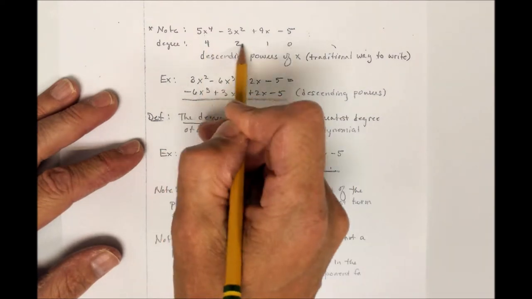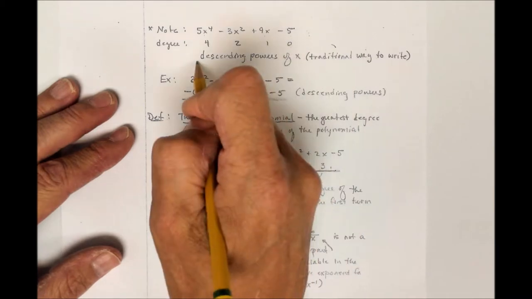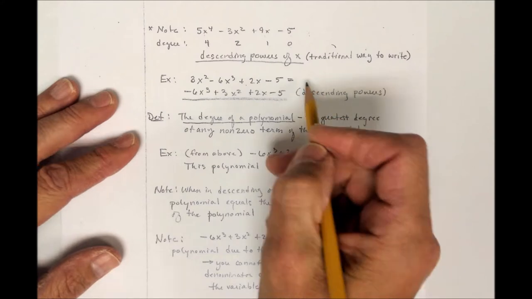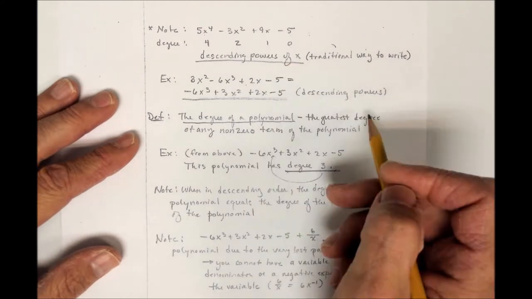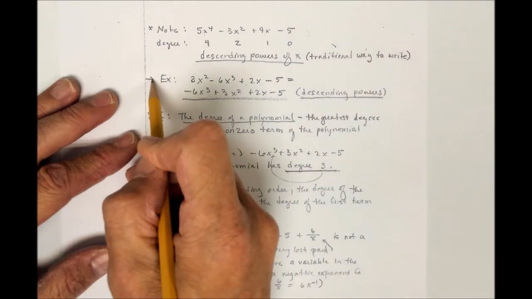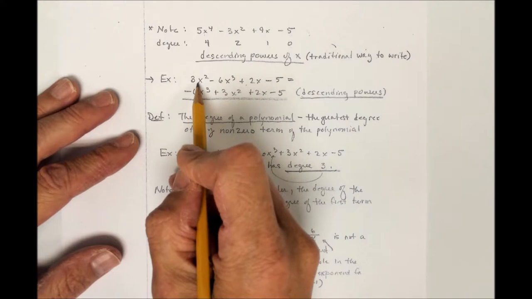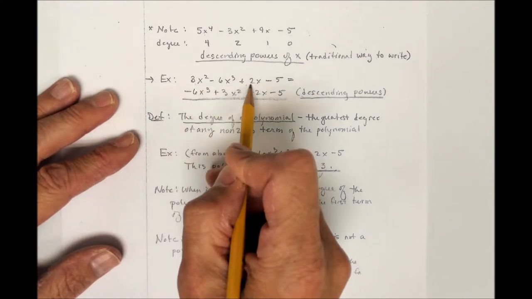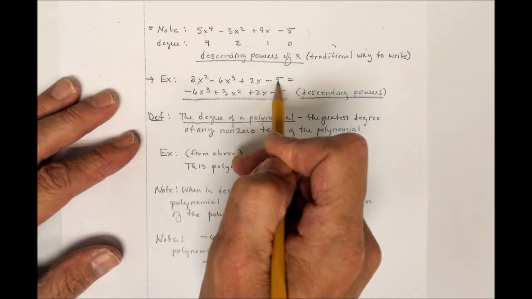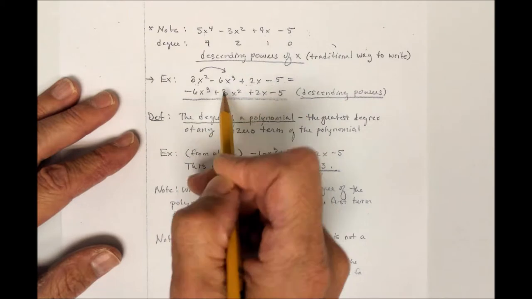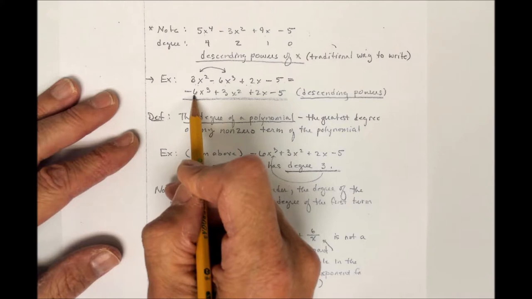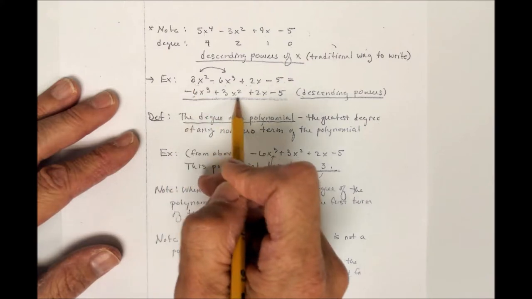Okay, when the degrees drop down like that, we say that they have descending powers, or decreasing degree. You'll hear that expression as well. This book likes to use the expression descending powers. Now, in this example, they're not in descending power order. This is 3x to the second minus 6x to the third plus 2x minus 5. This is degree 2, degree 3, degree 1, degree 0. I'd have to change these two around. And notice that the minus sign in front of the 6x to the third tags along for the ride. The positive 3x squared becomes the plus 3x squared. Everything else is the same.